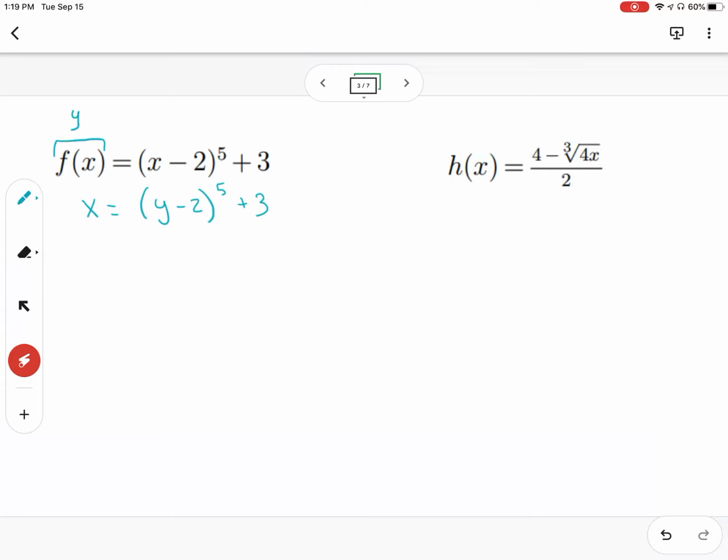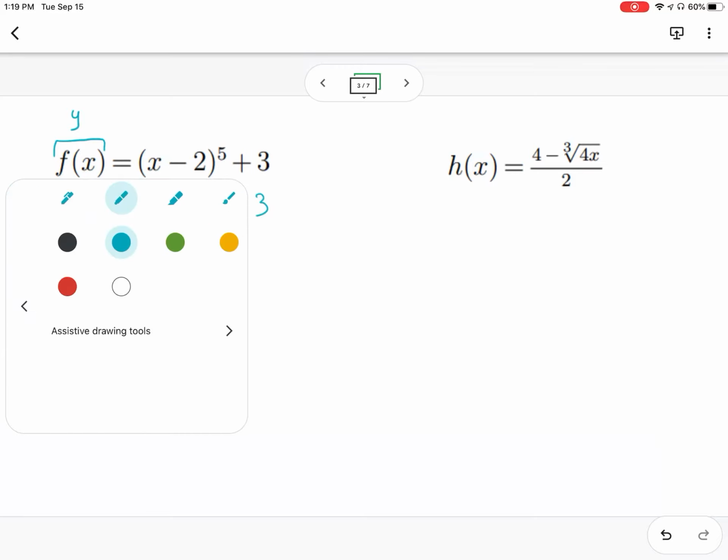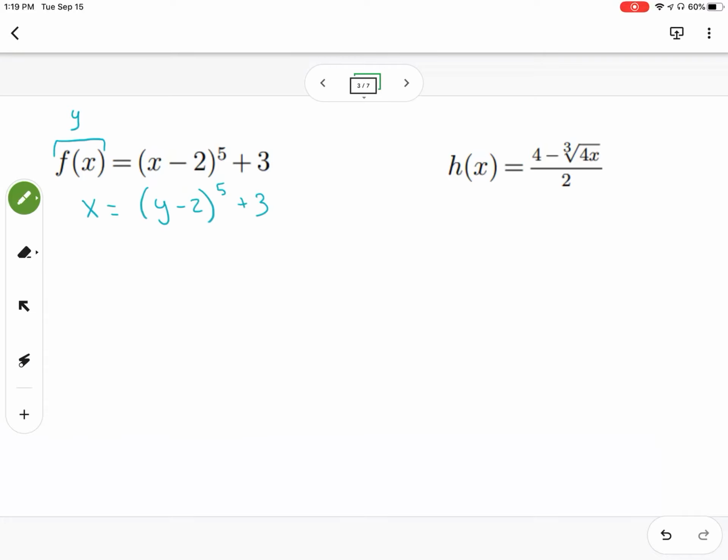Now you want to solve for y. Now that we've switched the letters, we want to take this equation and solve it for y. So we want to move everything to the other side so that y is by itself. We always start away from the y, so we'll start with this plus 3. The opposite of plus 3 is minus 3, so we move the 3 over.